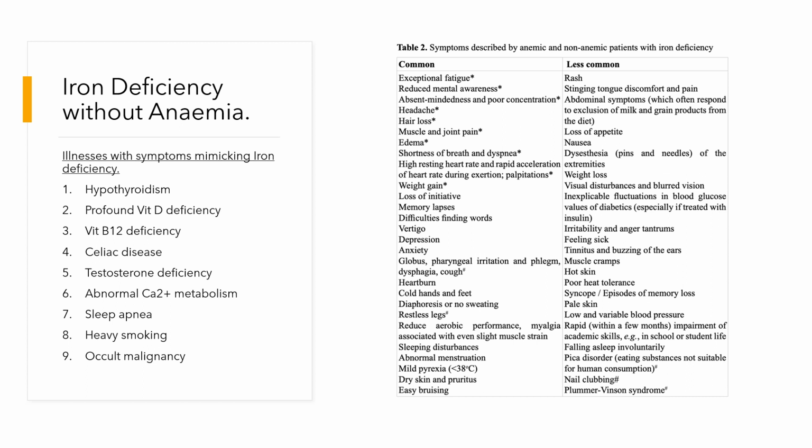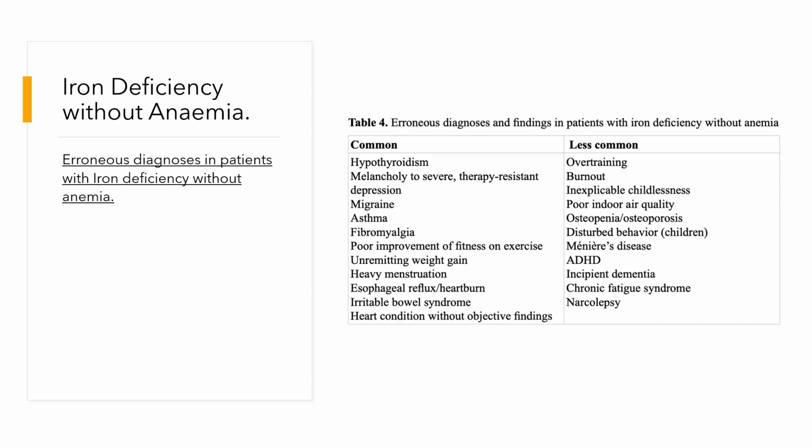So we have to address iron deficiency in a patient with multiple complaints, and there are various other diseases which can give these symptoms, such as hypothyroidism, vitamin D deficiency, B12 deficiency, celiac disease, and testosterone deficiency. So there are a lot of other conditions which can give rise to the same symptoms. Most of the time these iron deficient patients are diagnosed with something else actually. They were treated for something else without any improvement. They may be diagnosed as hypothyroidism, melancholy to severe therapy-resistant depression, migraine, asthma, fibromyalgia, with poor improvement of fitness on exercise, and unremitting weight gain.